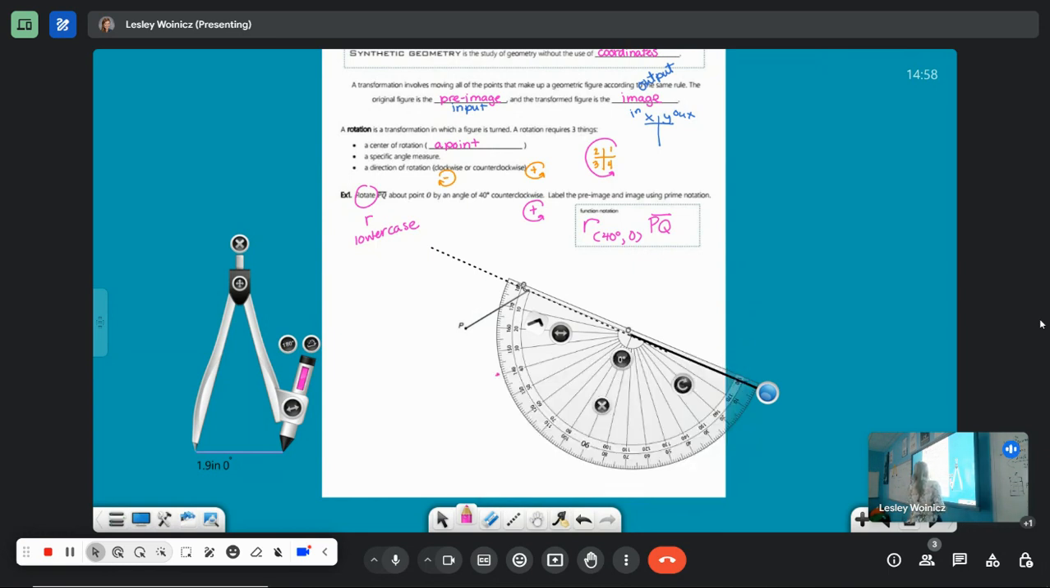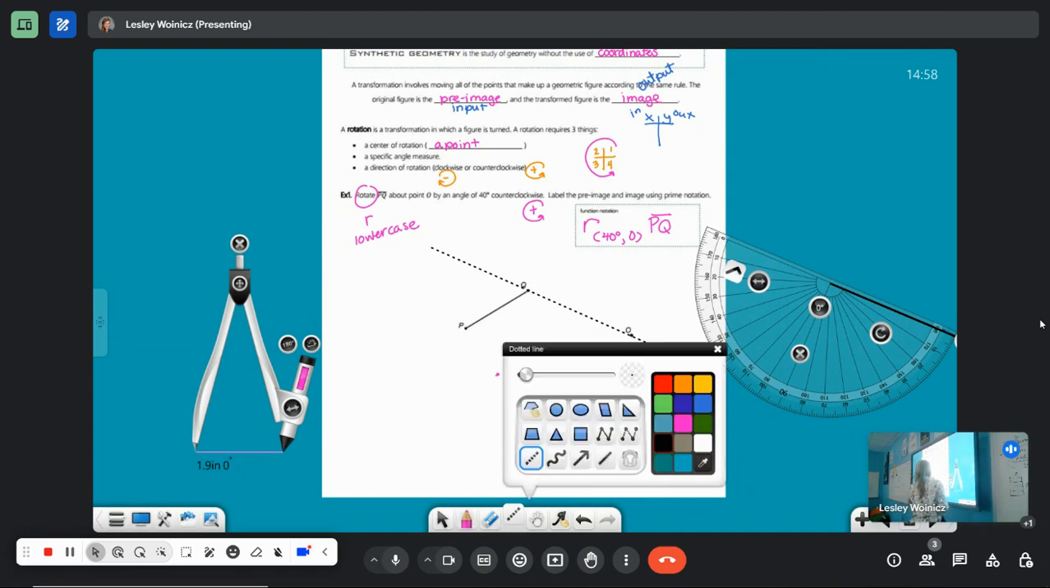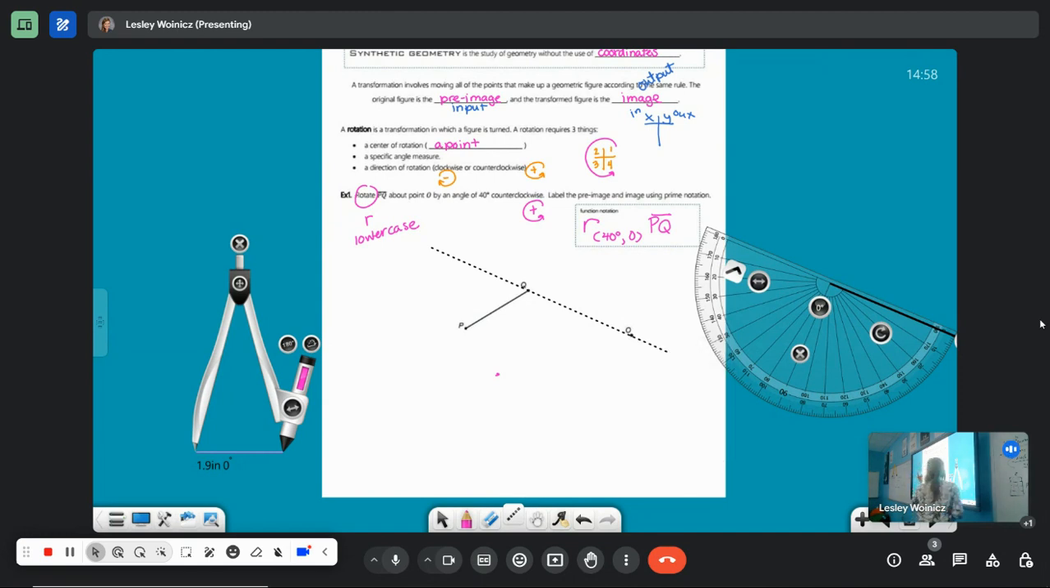Okay, move your protractor out of the way. Okay, now I'm going to go with another auxiliary line through point O, and then this point 40 degrees away that I just made. Okay, so this right here is my 40 degree turn counterclockwise.